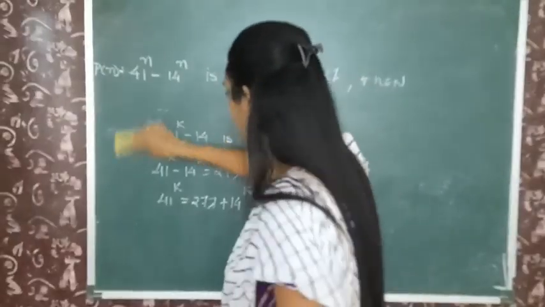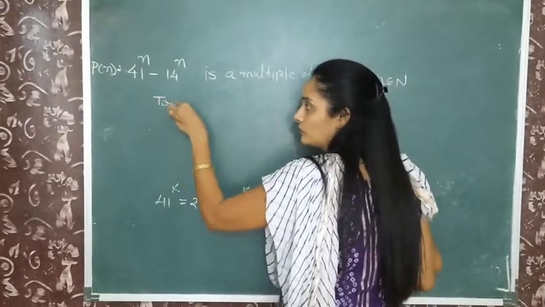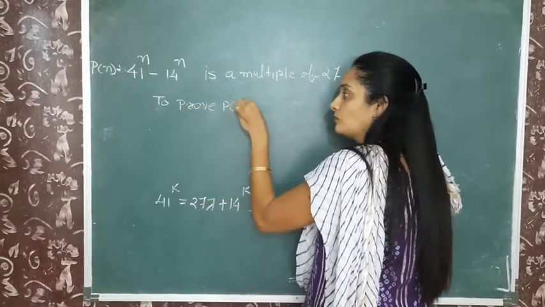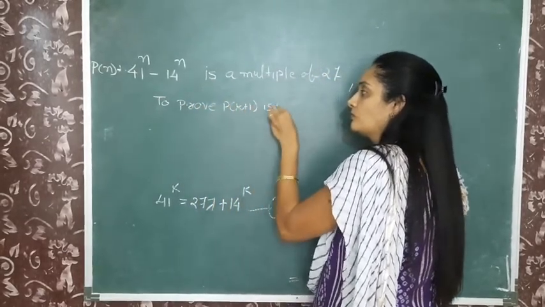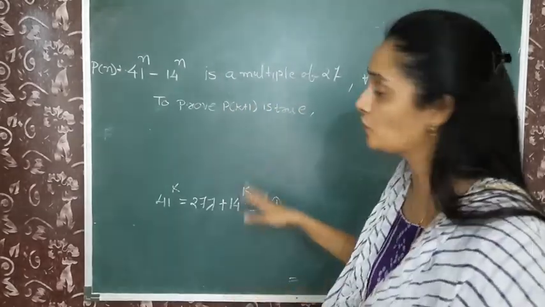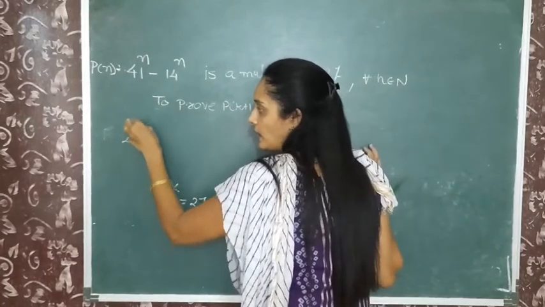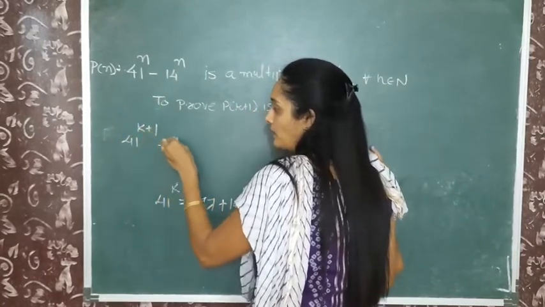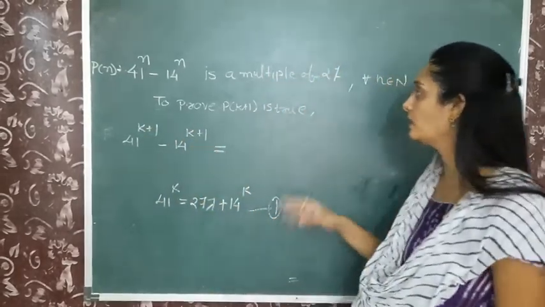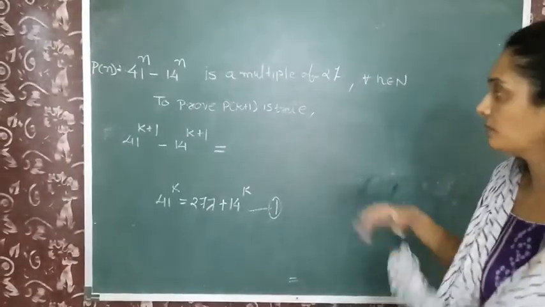Okay, p of k plus 1 ટ્રુ છે એ પ્રૂવ કરવા માટે આપેલા સ્ટેટમેન્ટમાં n ની જગ્યાએ રિપ્લેસ કરવાનું k plus 1, અને આ બે ટર્મ્સને સિમ્પ્લિફાઈંગ કરીને એનો એક ફેક્ટર 27 છે એમ બતાવવાનું છે.